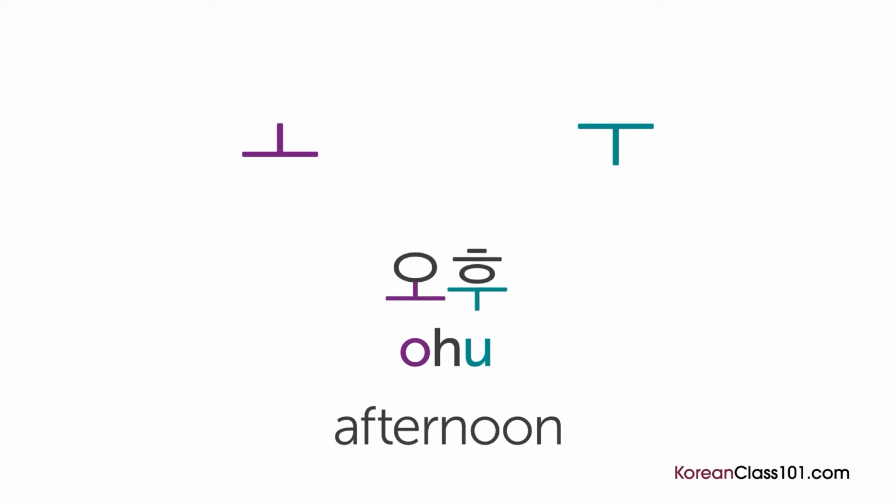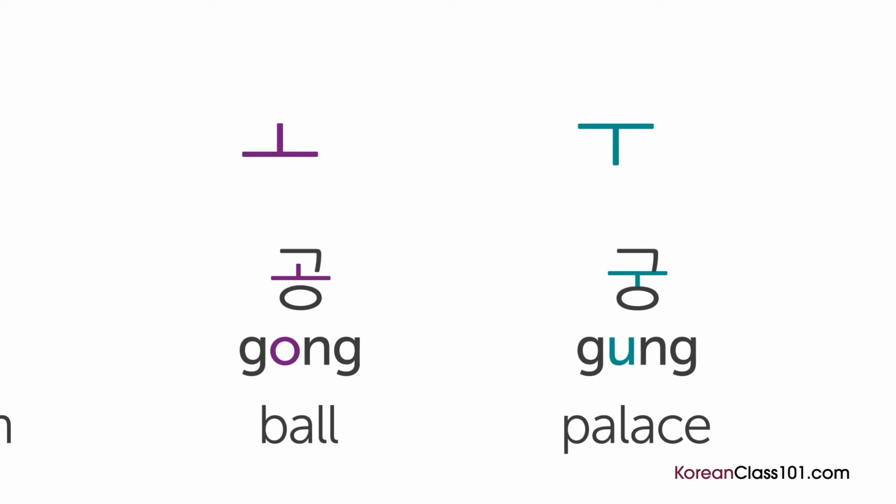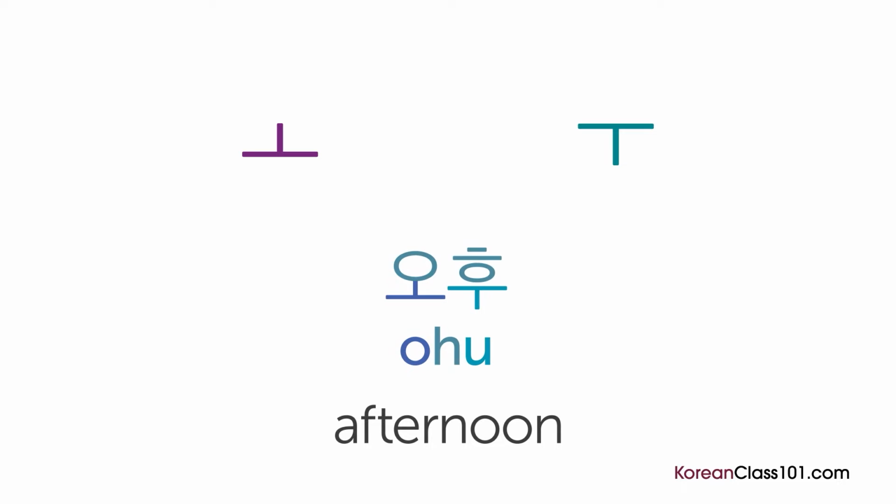Let's do one more example. The word 오후, meaning afternoon, has both the O and U vowels. Once you have mastered saying 공 and 궁, try repeating the word 오후 and see how you sound.